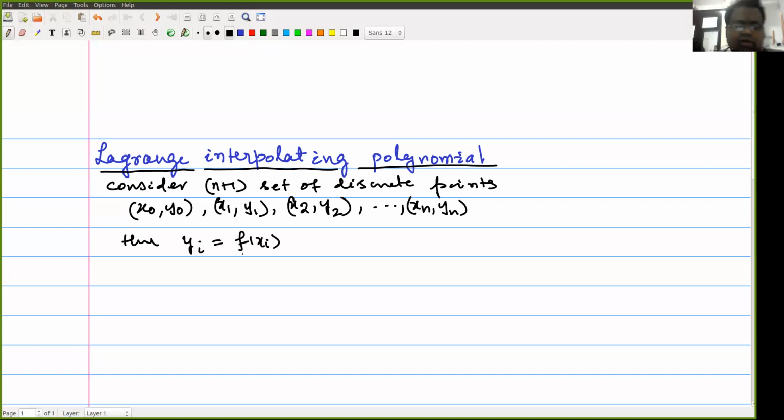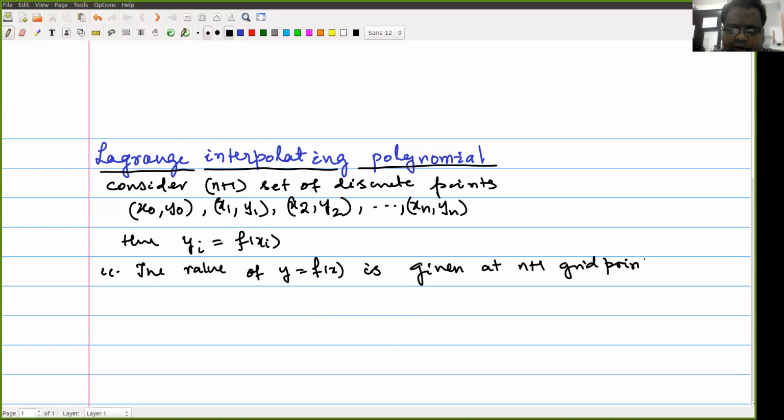So this is the value of the function. The value of y equal to f of x is given at n plus 1 grid points or nodal points. In some books you can see them called nodal points. Here these xi's are not equally spaced.